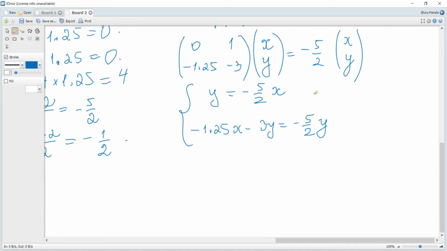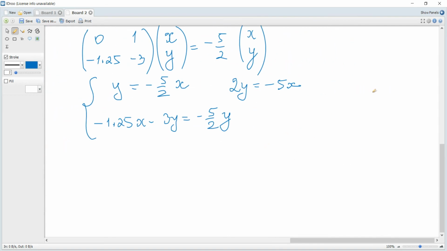Let's multiply the first by 2, so it becomes 2y is negative 5x. It's important that only the direction matters, so we can choose any values for x and y that make it true, and usually we take the least integers. So we can choose, for example, y to be negative 5 and x to be 2. But the second equation must also be true.